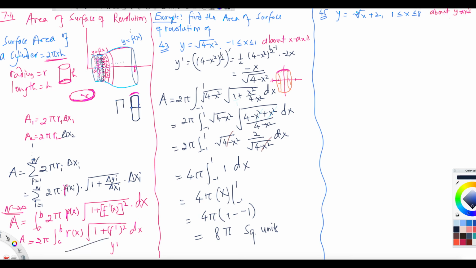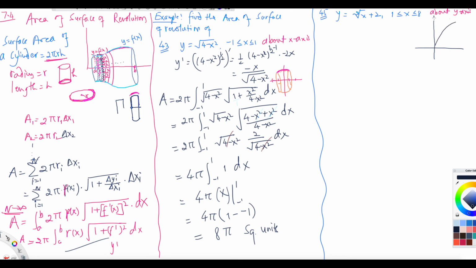Alright, so let us do question number 45 from the book. It has y equals to cube root of x plus 2, where x is between 1 and 8, about y-axis. Okay, so you want to do this about y-axis. So if you draw the graph of this, this is what the graph looks like. The graph will look like that.